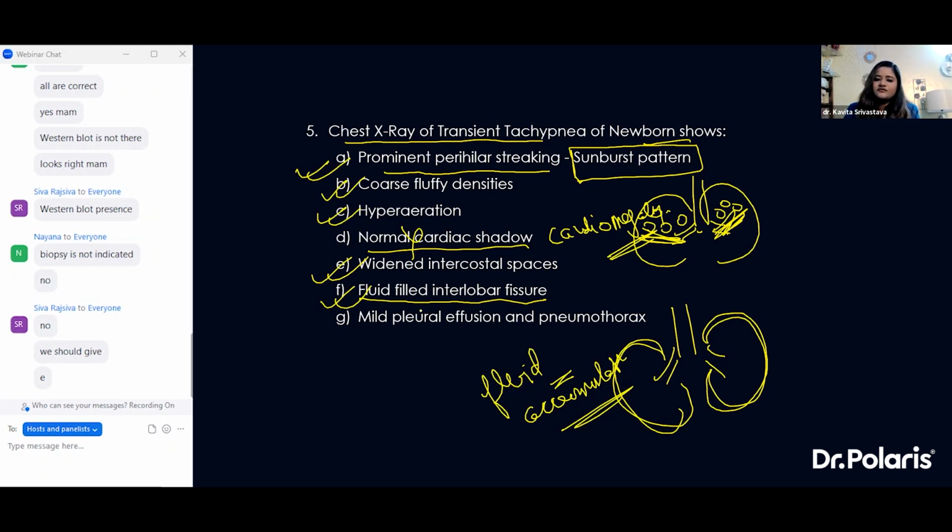Okay, do we find pleural effusion and pneumothorax? Not at all. Pleural effusion and pneumothorax are classical clinical conditions which are seen apart from the normal presentation in a newborn. So if there are certain other complications, then only we can have pleural effusion and pneumothorax, not in a case of TTNB. So in chest X-ray, these are the important findings that we see in a case of TTNB.